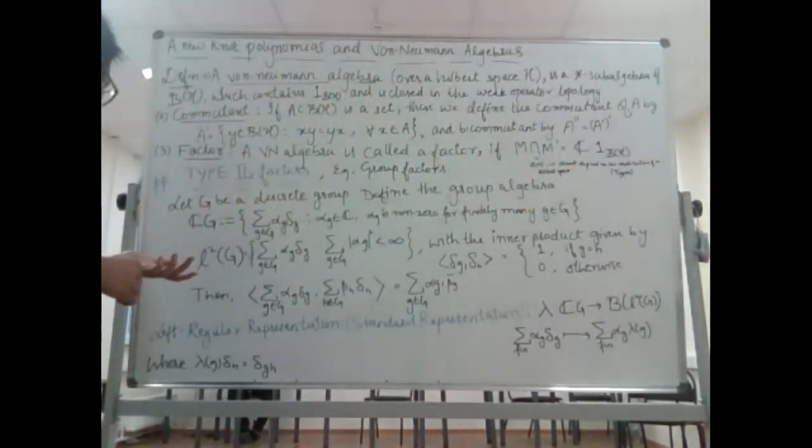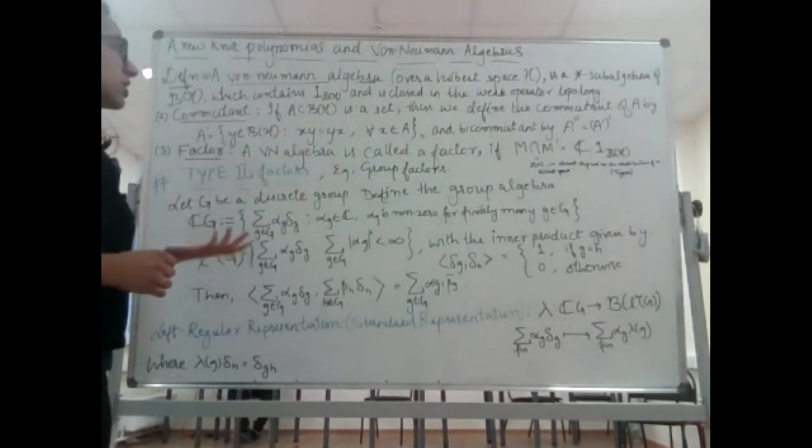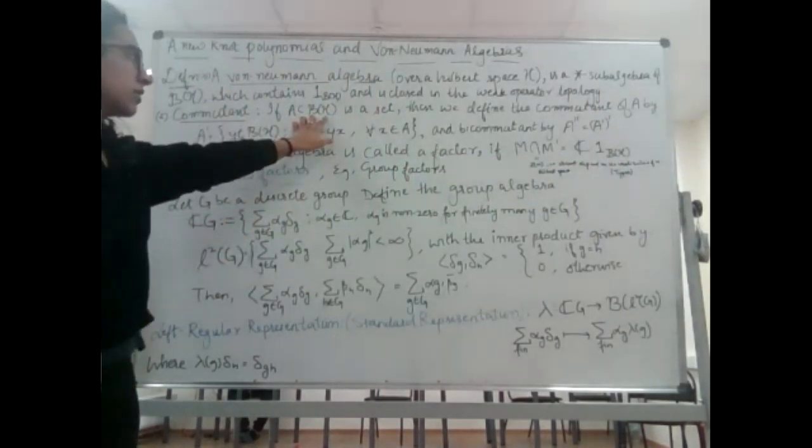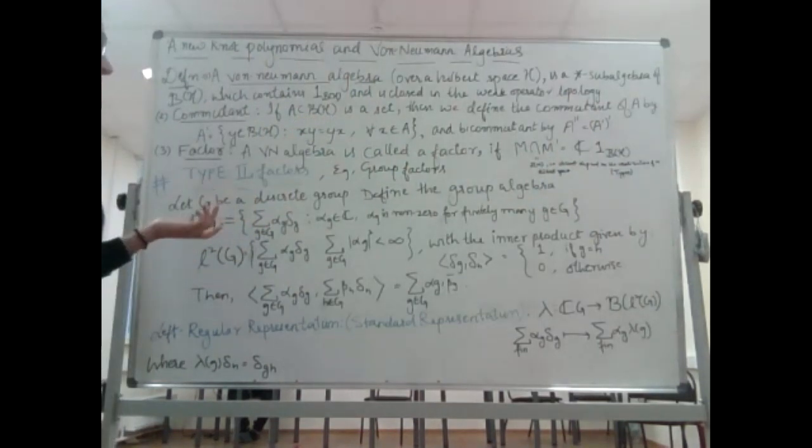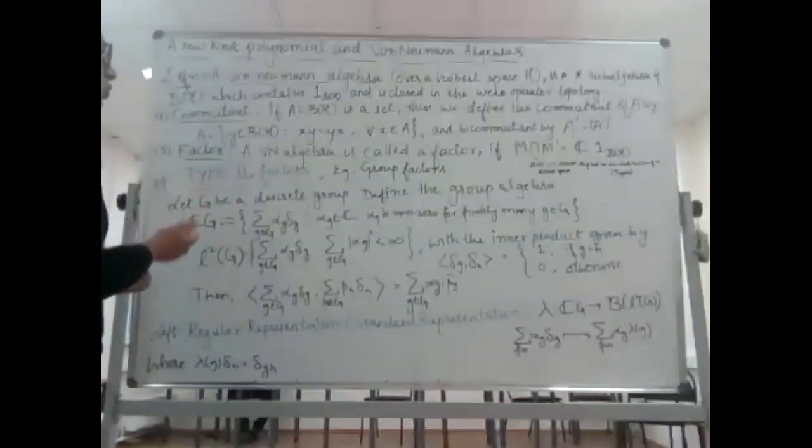Now, there are many kinds of factors. For example, type 1, which is nothing but isomorphic to this set, and type 3 are a bit too exotic for our use right now. So we shall focus on what's known as the type II-1 factors. And before actually defining what a type II-1 factor is, it's useful to look at how they're constructed. So we'll construct them in the form of group factors.